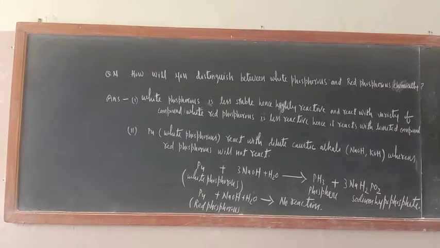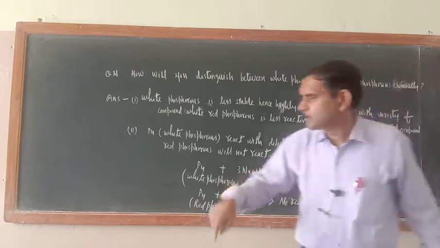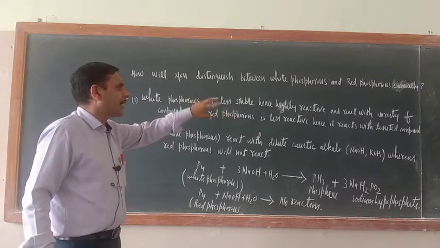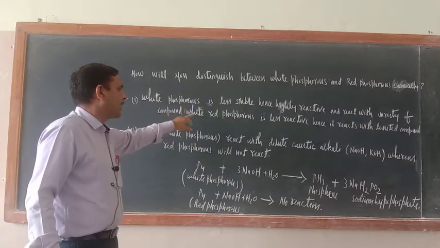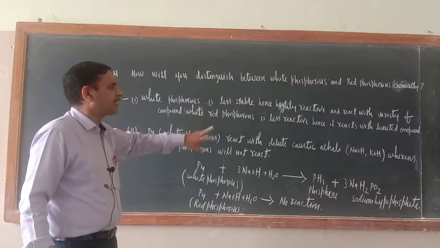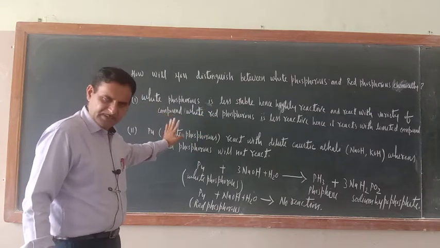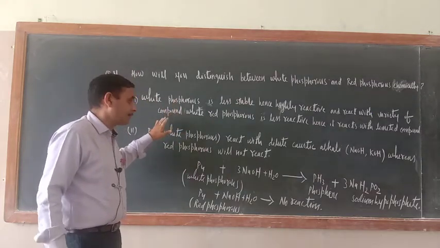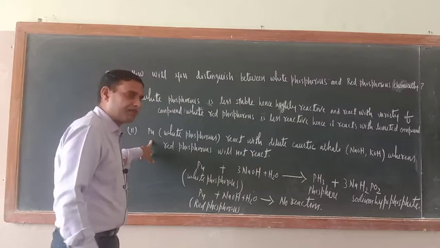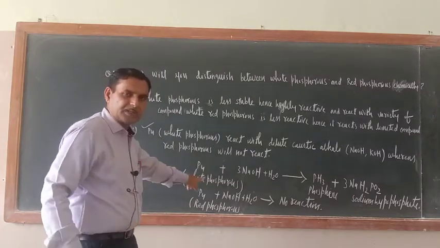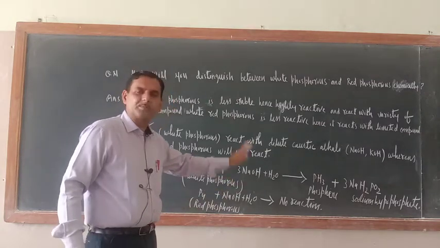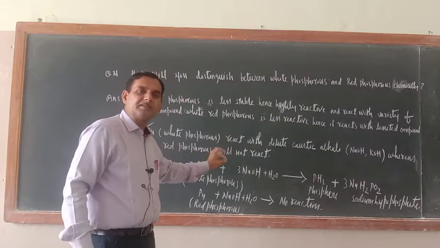So next question is, how will you distinguish between white phosphorus and red phosphorus chemically? Just see, white phosphorus is less stable, hence highly reactive and reacts with a variety of compounds, while red phosphorus is less reactive, hence reacts with limited compounds. That is the first distinction between red phosphorus and white phosphorus on the basis of chemical property. Now the second one, that is the most important. Just see, white phosphorus reacts with dilute alkali like NaOH and KOH. Red phosphorus will not react. So chemically we can distinguish very easily.